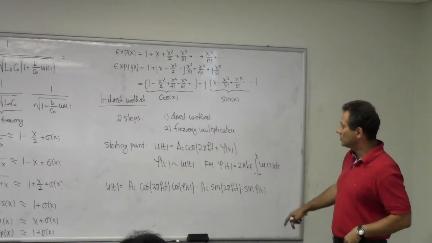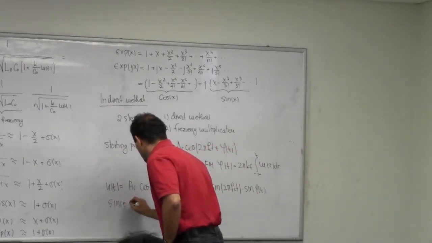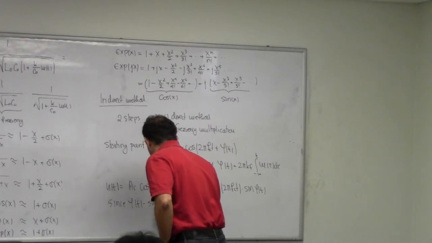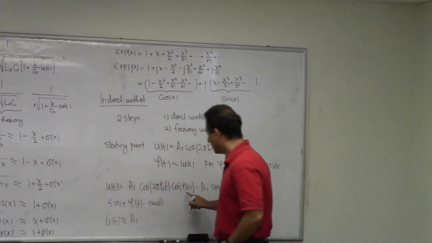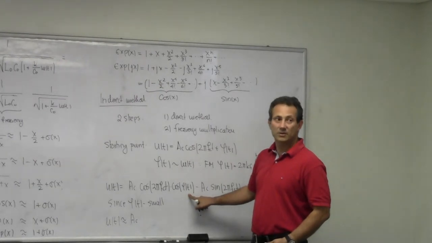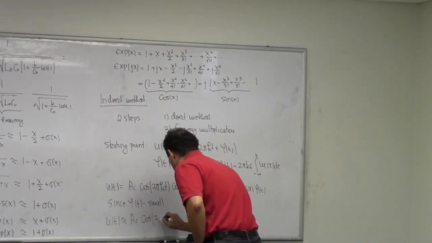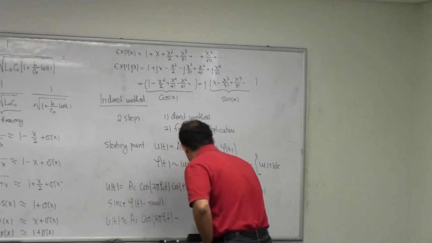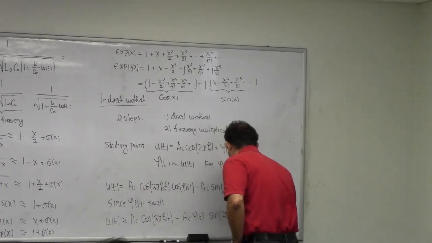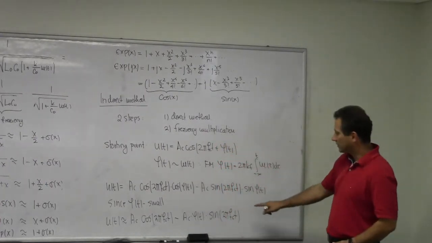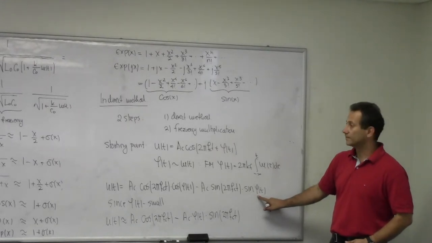Okay. So now, if we use this and we realize that phi of t is small, then u of t is approximately ac. How about cosine of phi of t? Approximately 1, right? Because phi of t is small. So this is ac cosine 2 pi fct minus ac times phi of t times sine 2 pi fct. Where I've used the fact that for small phi of t, I can take the sine of phi of t and replace that with phi of t.